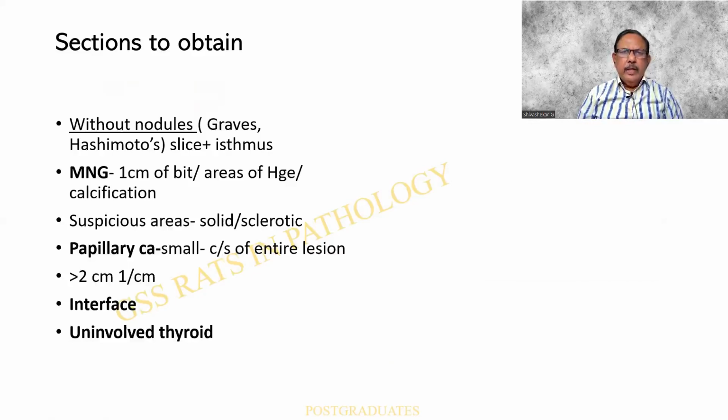In cases of multinodular goiter, sample the normal parenchyma along with areas of hemorrhage or calcification, and suspicious areas which are solid or sclerotic. Papillary carcinoma, if it is going to be very small, the entire lesion can be given as a cross section. When it is more than 2 centimeters, an interface between the tumor and the normal thyroid will have to be sampled. Uninvolved thyroid is a routine, so that we have it for record purposes as well as to diagnose what is in the back.